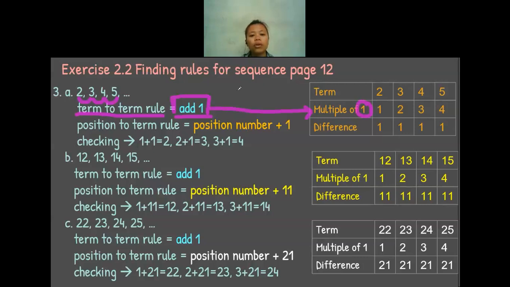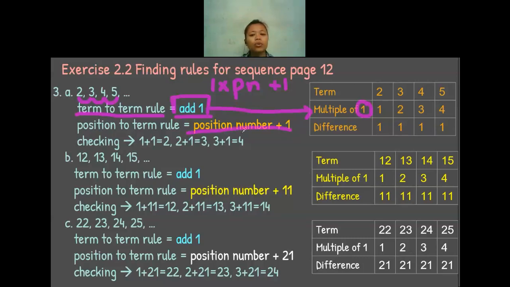Or if you want to write it as 1 times the position number, Pn, plus 1, like this is also correct. So you can pick either one that you like. If you follow the previous approach, the position number we always multiply with the term-to-term rule given, so you write 1 times position number plus 1. But position number times 1 equals the position number, so I can directly write it as position number plus 1.